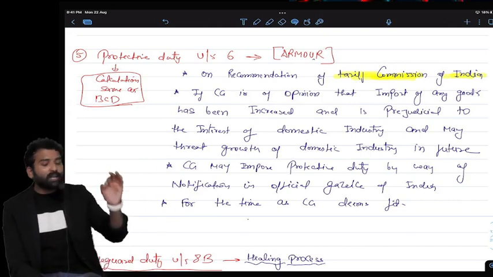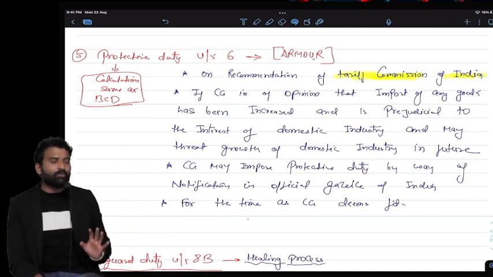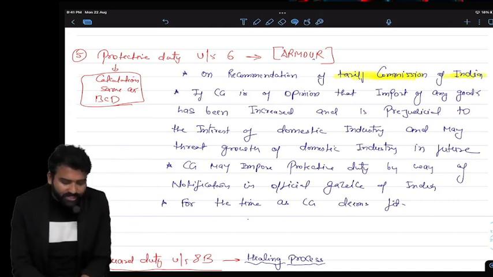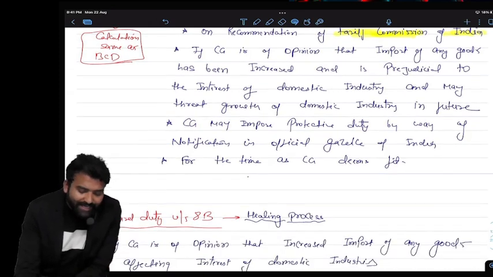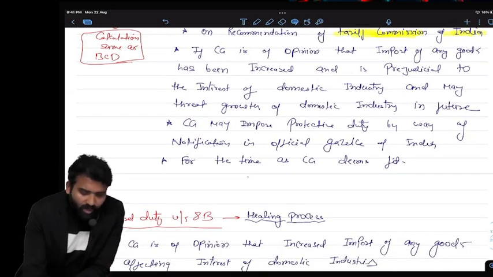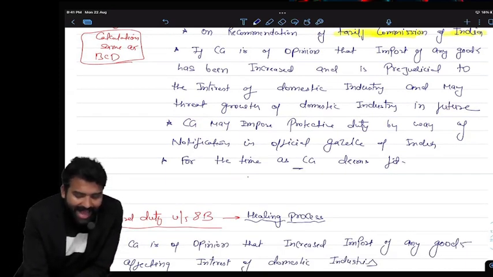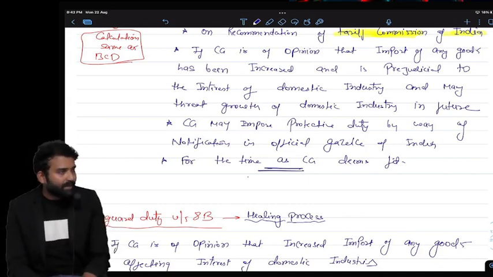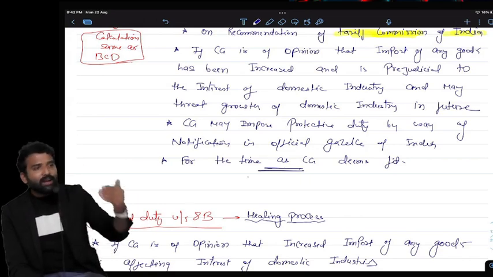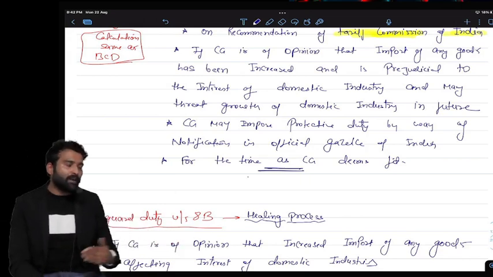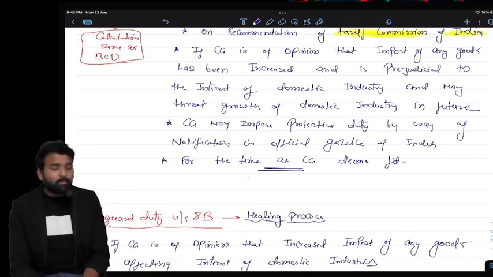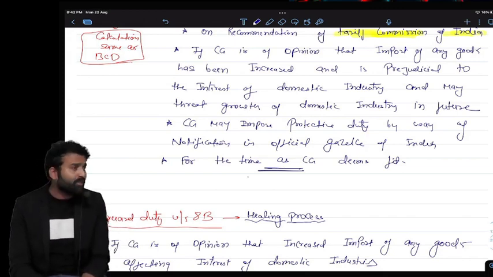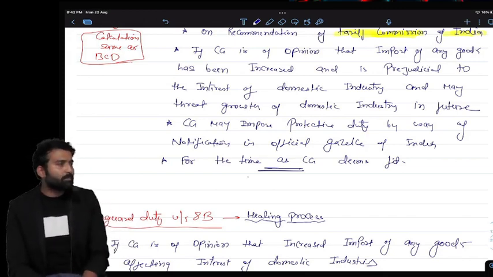On recommendation of the Tariff Commission of India, the central government will impose this duty. This duty will be imposed for a time period as deemed fit. It means for protective duty there is no specific time period. It can be imposed for the time period recommended by the Tariff Commission of India. By way of official gazette, by way of notification, the government will impose protective duty.